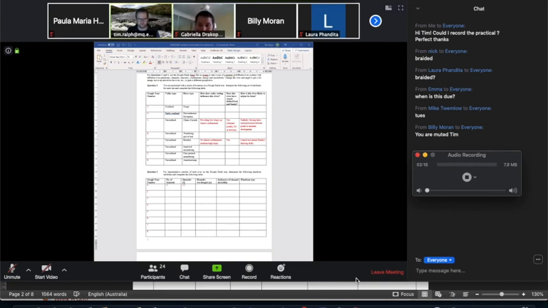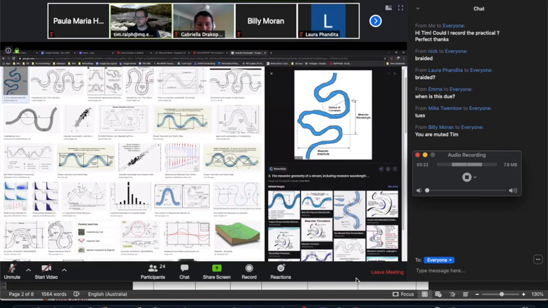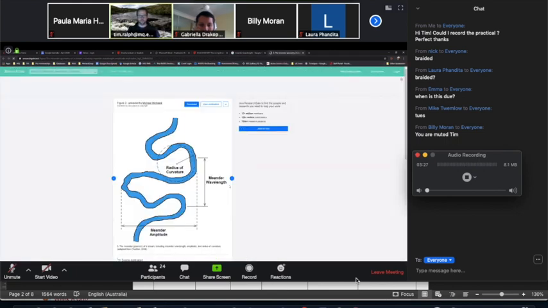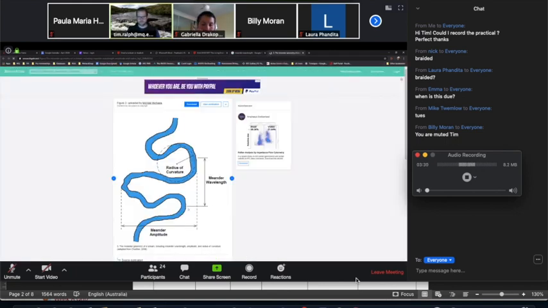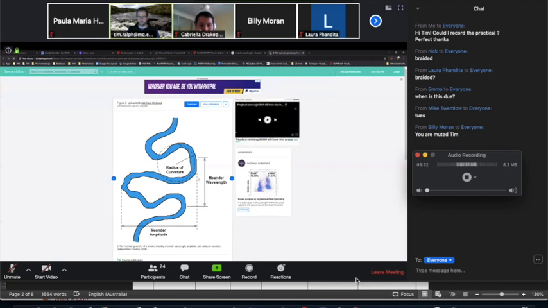So you can see here, I've just Googled meander wavelength. What is it? Well, if we look at this image here, it's the distance between the apex of each meander bend as you move downstream. So this is called the meander wavelength. We're not interested in this case in meander amplitude. That's the width of the furthest meanders from each other. So meander wavelength is this distance between the edge of the meanders.